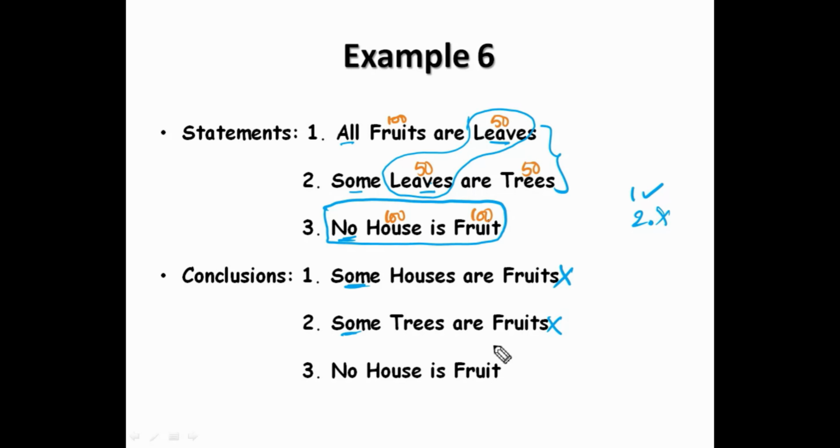Third is house and fruit. Sir, from the statement itself, we can conclude this conclusion. No house is a fruit, nothing but no. It's a direct statement. Statement itself is a conclusion, always follows. Right? So the answer for this question is only conclusion 3 follows.